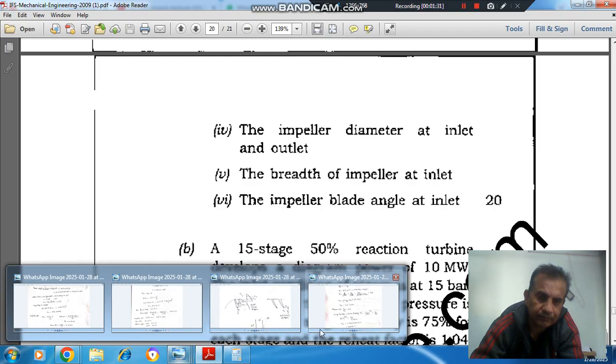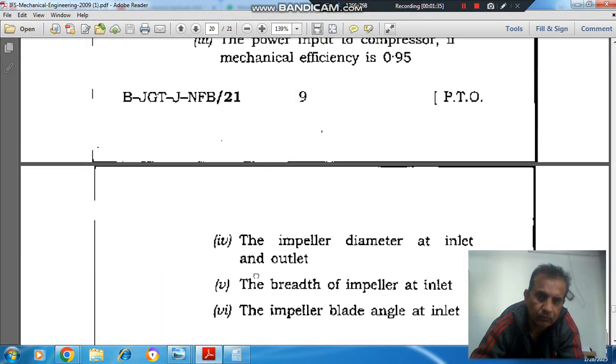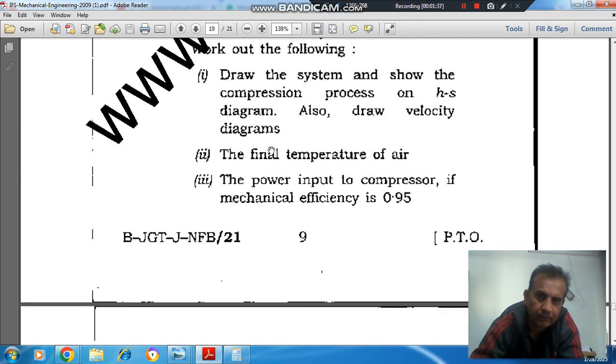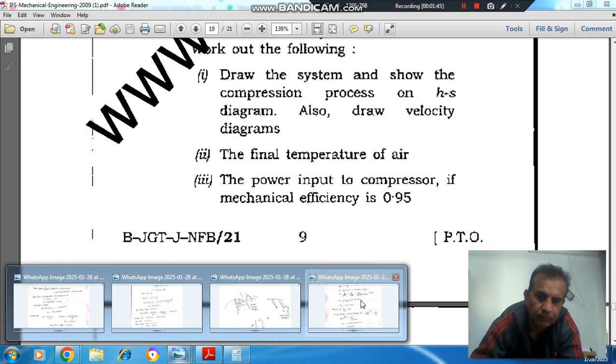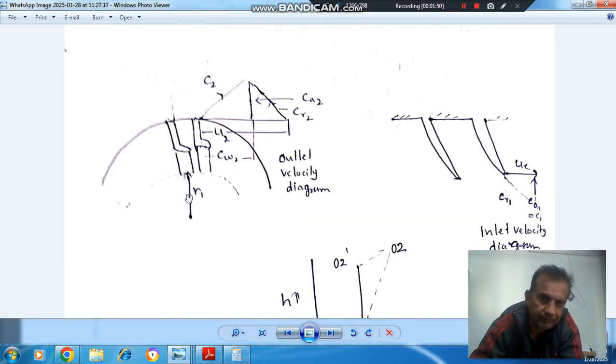So here the first part is to draw the system and show the compression process on HS diagram. Also draw velocity diagram. So this is the schematic diagram. Here this is your inlet, this is your outlet.